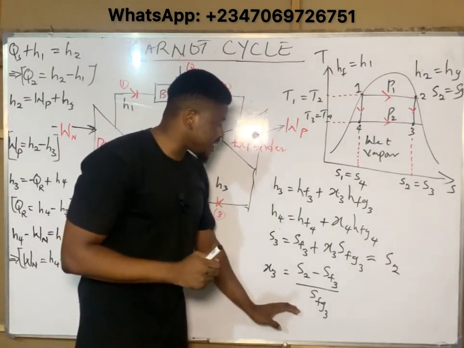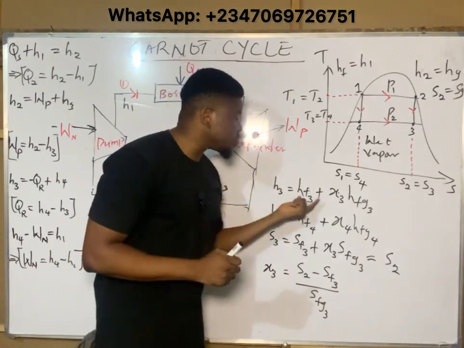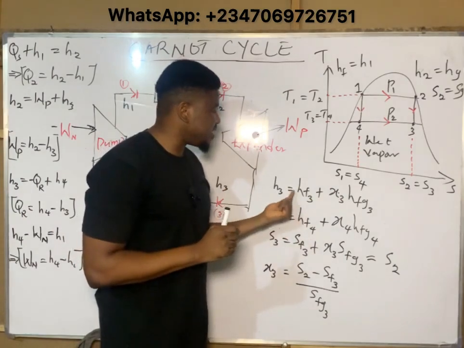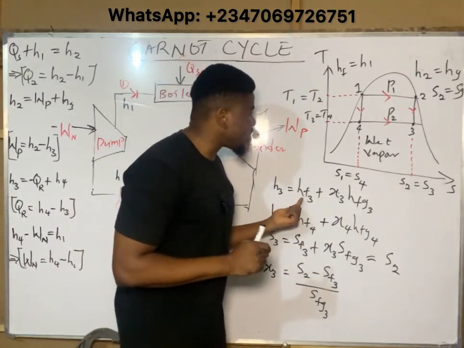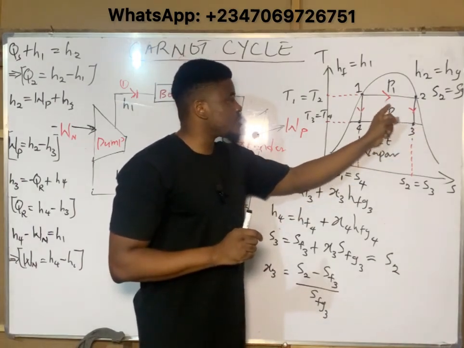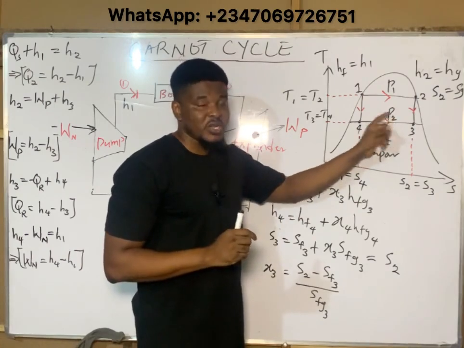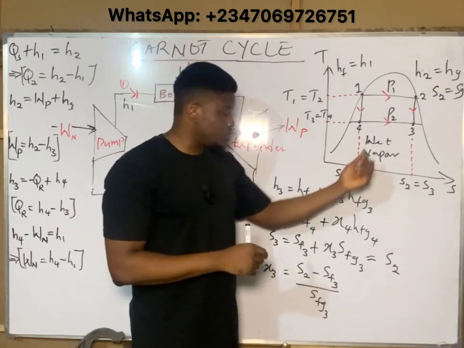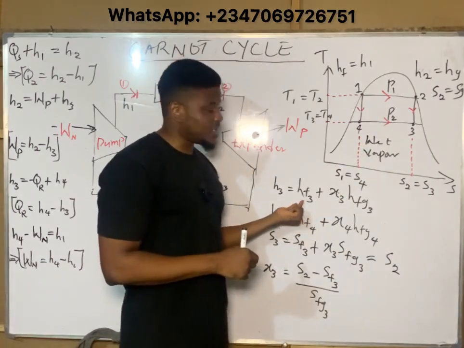Once I get my dryness fraction, I'll simply come back to this equation and plug in the value of my dryness fraction, knowing fully well that HF3 is simply HF under the same pressure, because now we are at state 3. So HF3 becomes HF under pressure P2. So I will simply go to the saturated water and steam table corresponding to pressure P2. The value of HF is taken as my HF3.